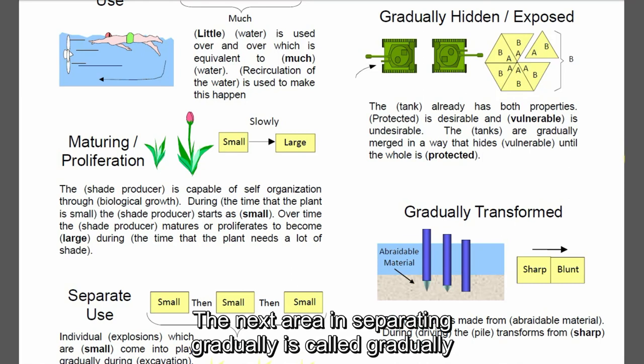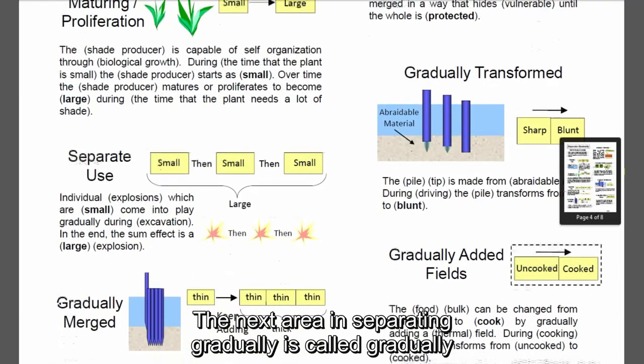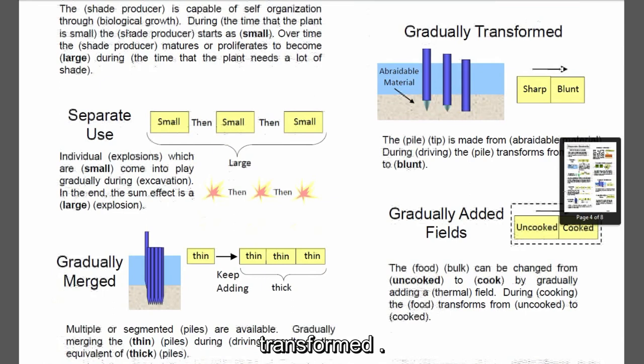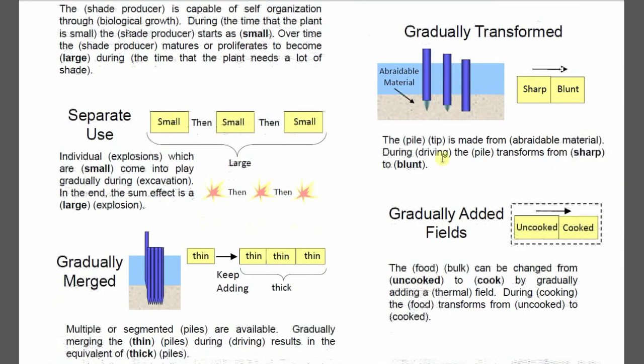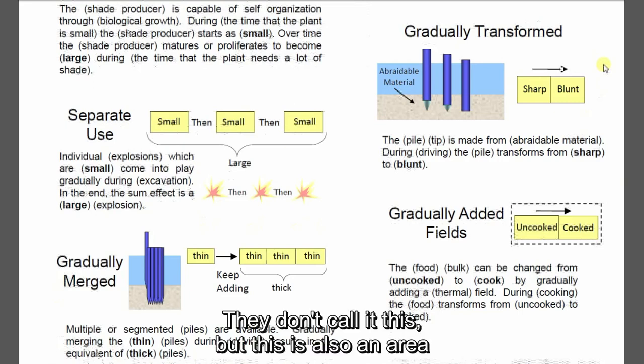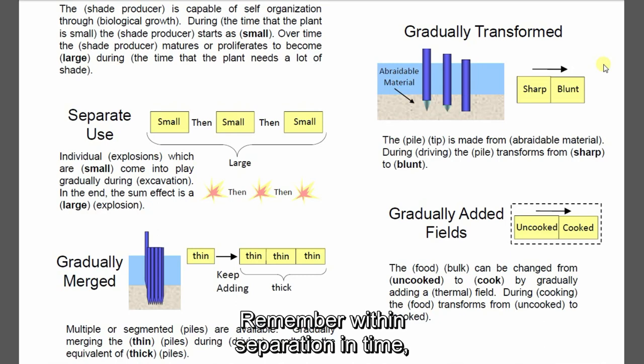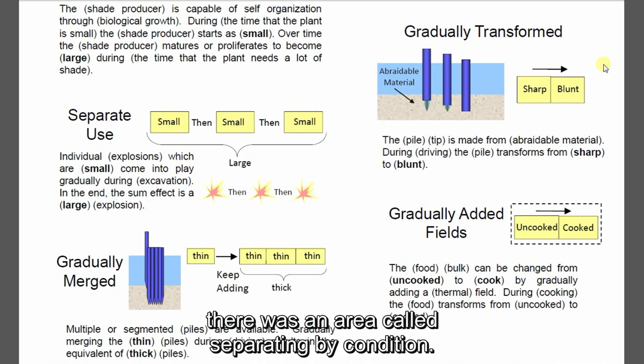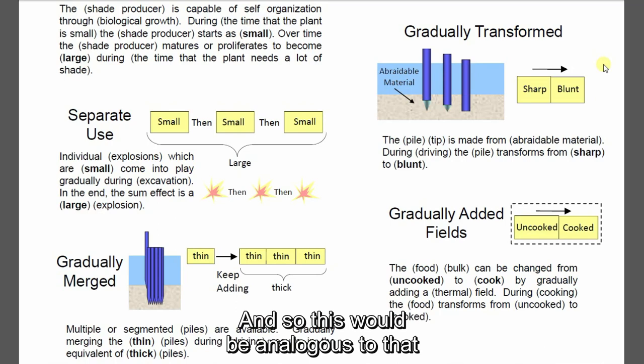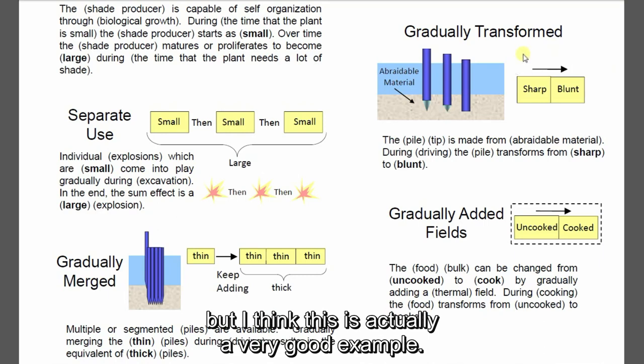The next area in separating gradually is called gradually transformed. This is also, they don't call it this, but this is also an area of separating by condition. Remember, within separation in time, there was an area called separating by condition, and so this would be analogous to that if we were also classifying it that way.